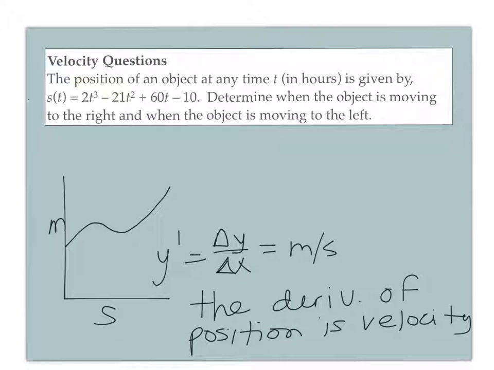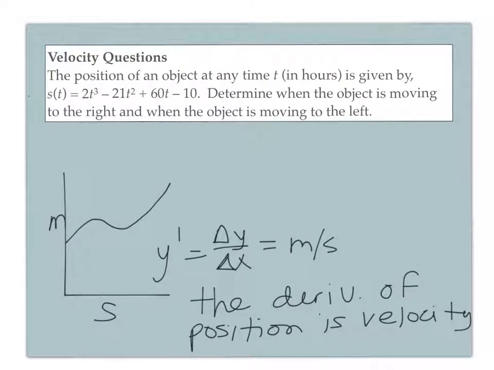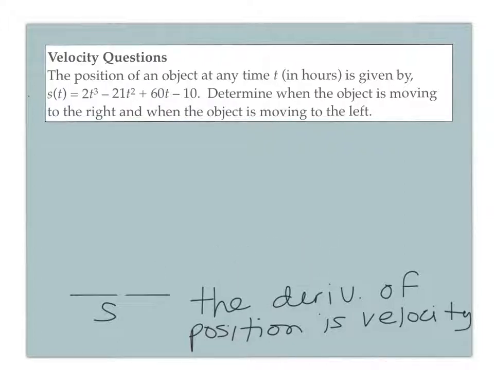So if an object is moving to the right, what can we say about the velocity? Does anyone know? Anyone taking physics? It's positive. As something's moving to the right, that means that its velocity is positive. And if something's moving to the left, it means that its velocity is negative.